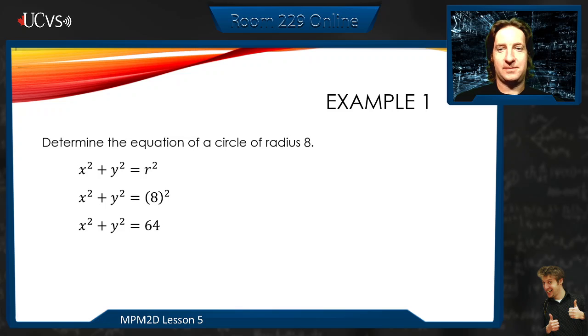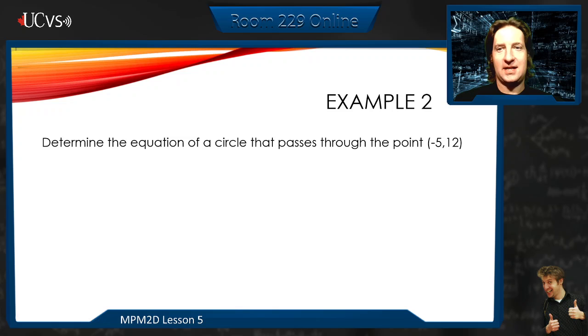Very straightforward question. What happens if instead it asks us to find an equation of a circle that passes through a point? So they give us a point on the circle, not the radius. They just tell us that this circle has to pass through this point (5, 12).